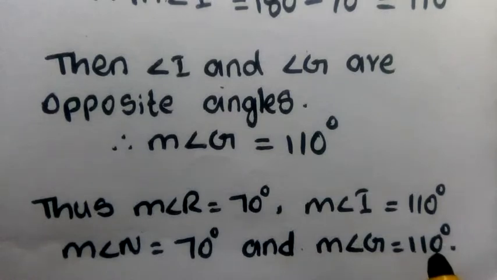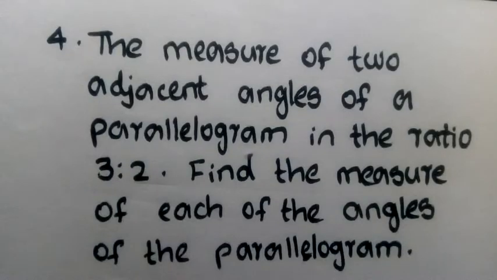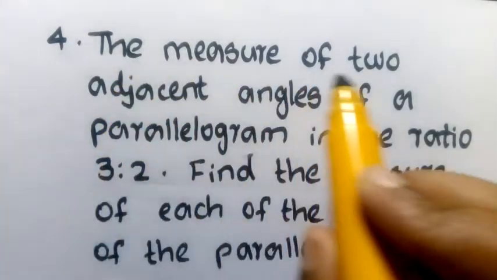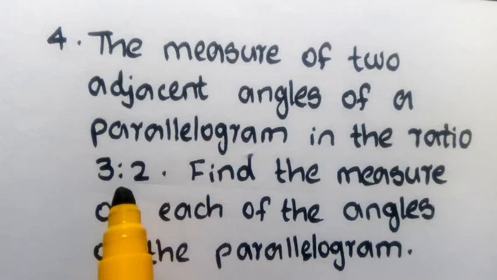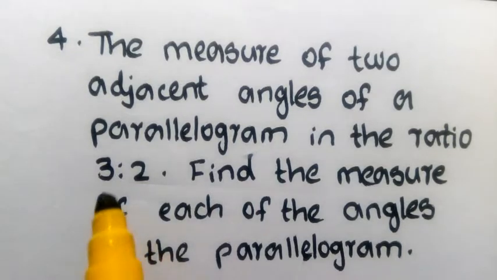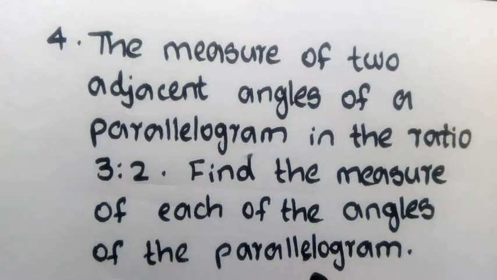So, if at least one angle measure is known in a parallelogram, then we can find the other angles of the parallelogram by using the properties. Fourth question. The measure of two adjacent angles of a parallelogram are in the ratio 3:2. Find the measure of each of the angles of the parallelogram. Here, the ratio of two adjacent angles is given. It is 3:2. We need to find all the angles of the parallelogram using the given ratio.